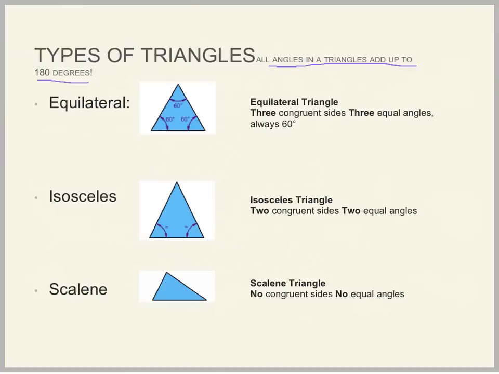Isosceles triangles have 2 congruent sides, meaning equal sides, and 2 equal angles. So you can see that our 2 congruent sides would be here. Opposite those are the equal angles. And a scalene triangle has no sides that are equal and no equal angles.